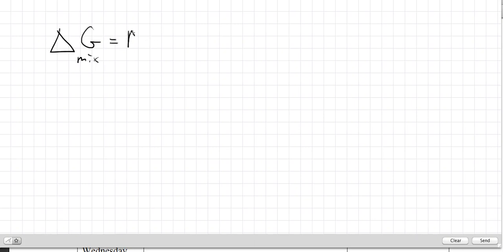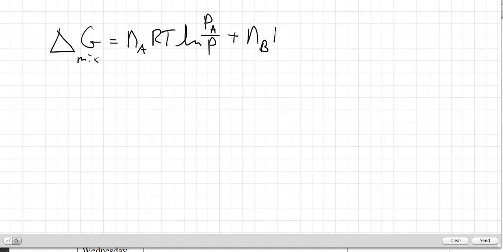was equal to the amount of moles of A, RT log of the partial pressure of A at the end of mixing over the original pressure, and then we have the same expression for B. Whoa, that's PB. Okay, there we go.